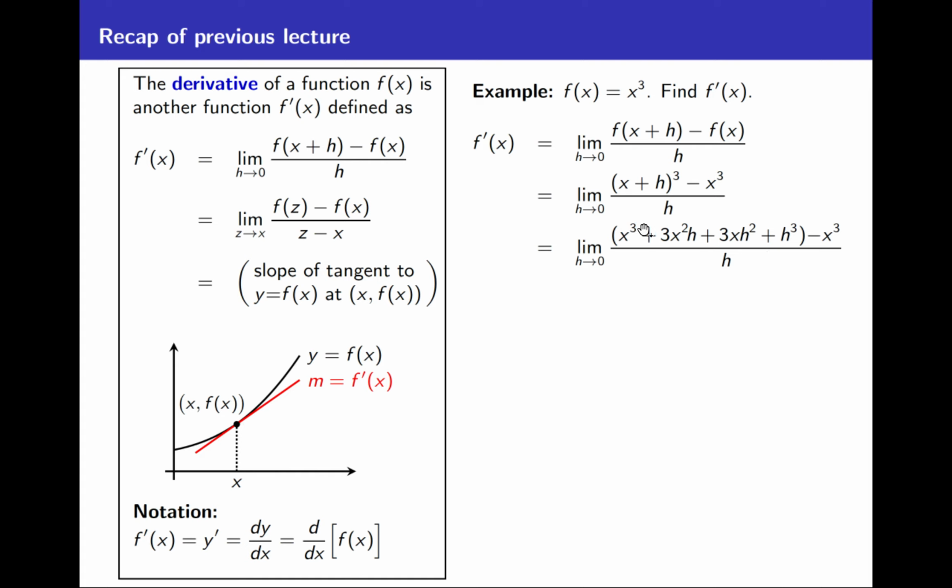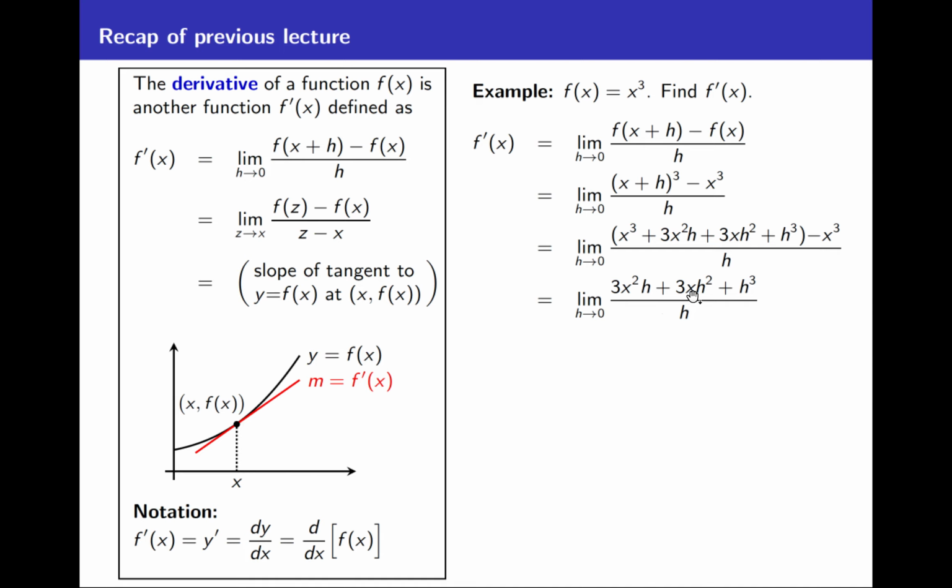If you look at what we have here, we've got an x cubed at the very leading term, and then a minus x cubed. So those are going to cancel out. And what are we left with? The limit as h approaches 0 of 3x squared times h plus 3xh squared plus h cubed over h.